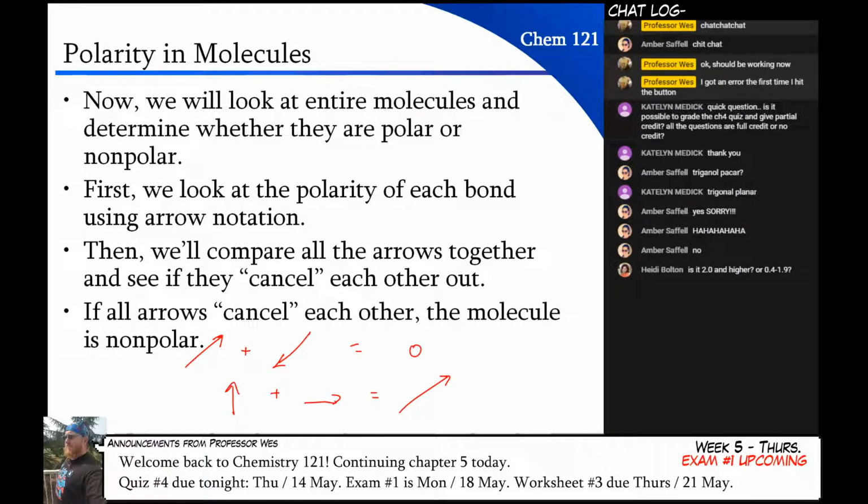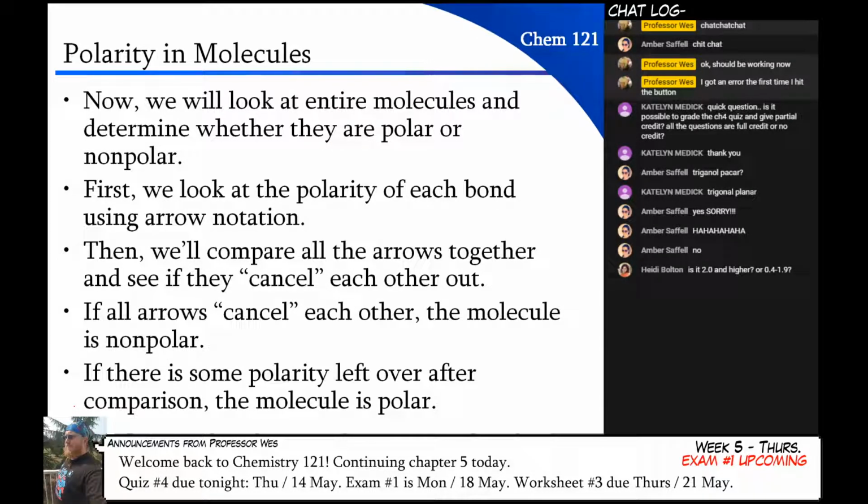Now, if all of the arrows cancel out on your molecule, what that means is that the electrons follow the arrows. And if they go in one direction and then get tugged right back, the electron density returns to where it started, and it's not distributed, and therefore the molecule is nonpolar. But if the arrows don't cancel each other, then the electrons got moved through the molecule in one direction, and thus the molecule is polar.